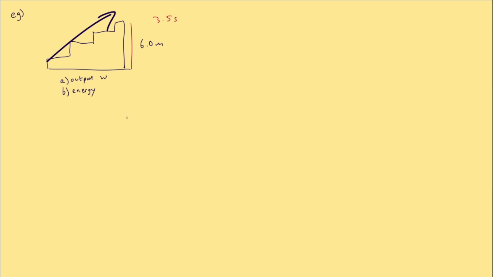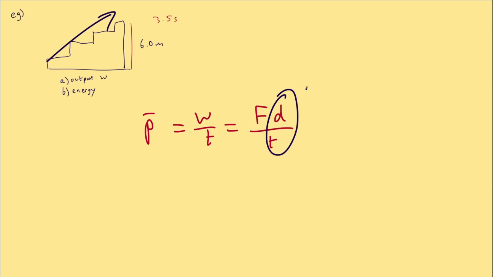Now here's a tip when it comes to solving power problems, which I'll use in the next example. Power is work over time, right? And work is force times distance, so power is force times distance over time. Distance over time is equal to velocity. So you can rewrite power as force times velocity. This is another formula for finding power.